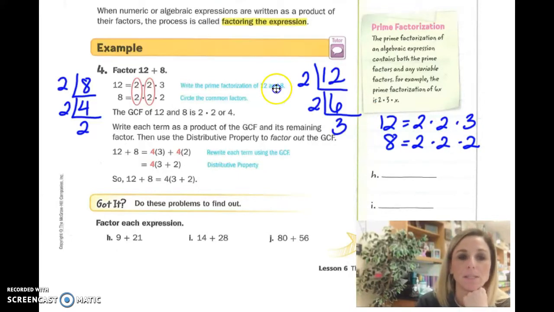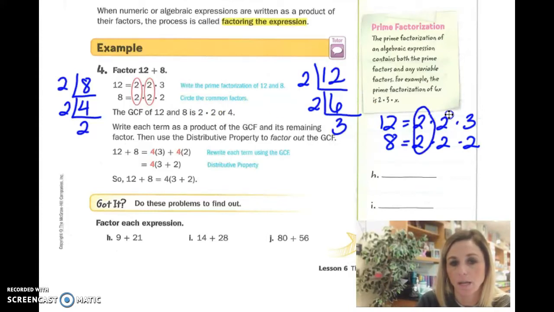Okay, here's what happens. Now we circle the common factors. So here I have a 2 and a 2. If I have 2 of them, or 3 or 4 that are the same, we multiply those numbers together. We just multiply a 2 and a 2 together, which gives us 4. Okay, so we are rewriting. Basically, that is the GCF of these numbers. We are finding the greatest common factor.